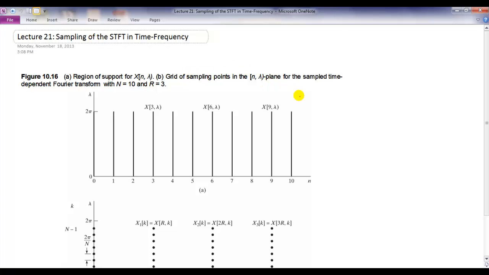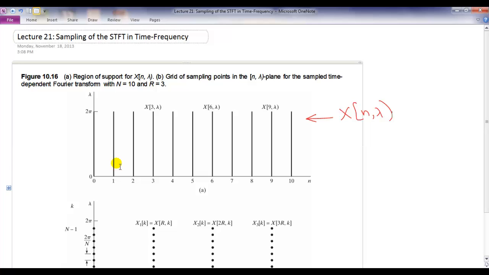So here is a visualization of what we are talking about. Again, the short time Fourier transform is discrete in your time index and continuous in your frequency index. So this is the real short time Fourier transform, X of n, lambda. Each of these lines is continuous. These lines correspond to the discrete time Fourier transform of a windowed portion of your signal or sequence. And this is the true thing.